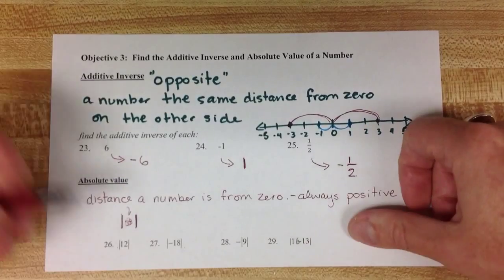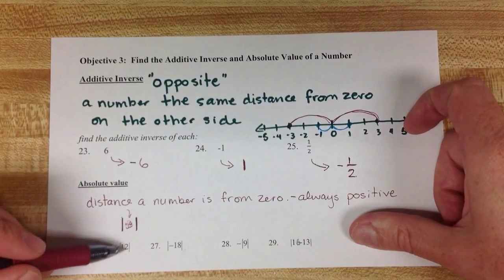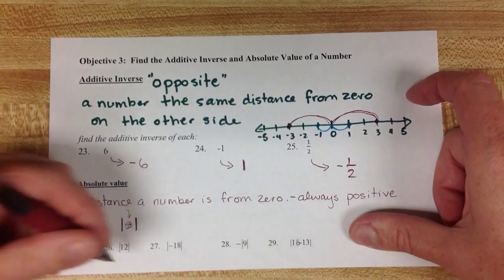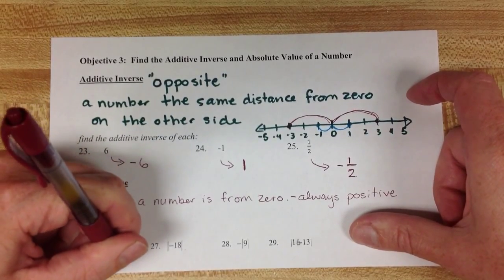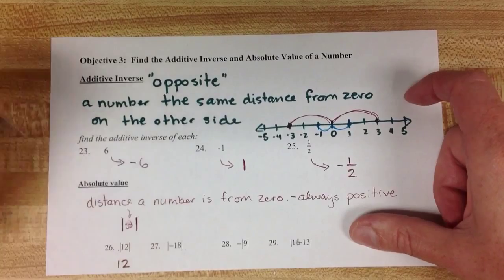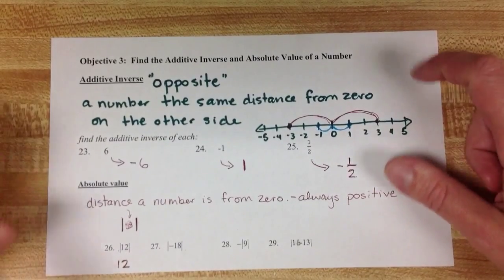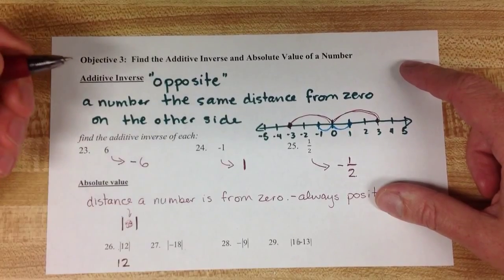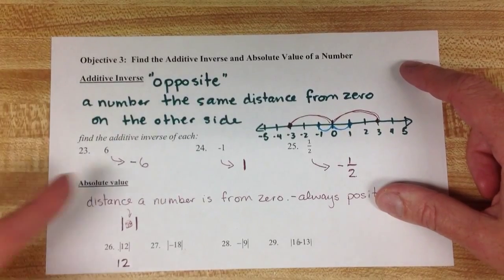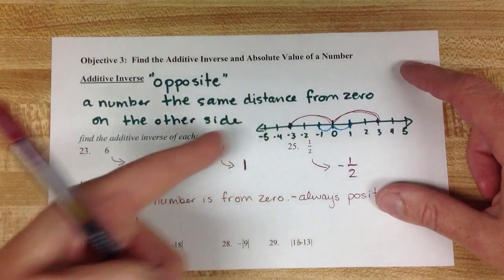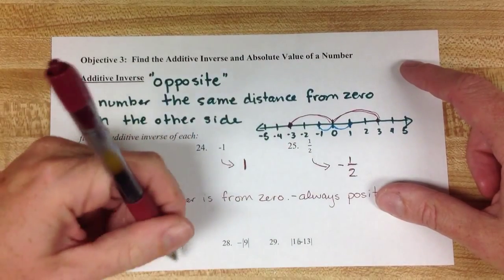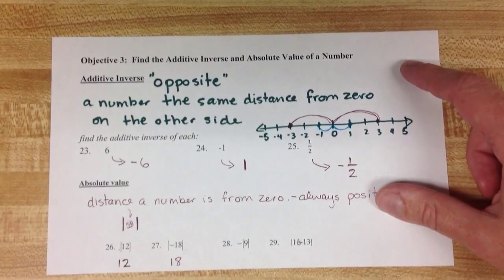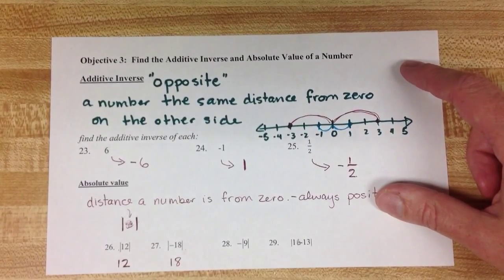So looking at our first problem, this is saying what is the absolute value of 12, or how far away is 12 from 0 on a number line? Well, it's a distance of 12 spaces. This one's asking us how far away is negative 18 from 0. Well, even though I'm coming from the negative side over here and traveling toward 0, I'm still traveling a positive distance, so negative 18 is also a distance of 18.